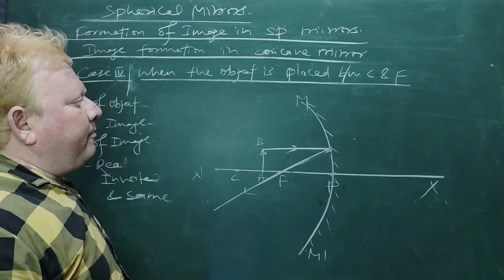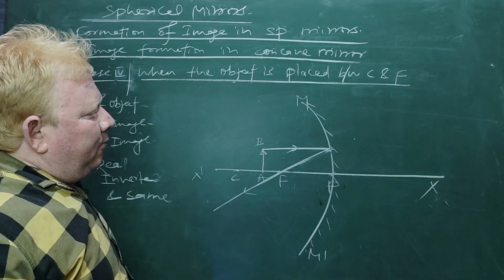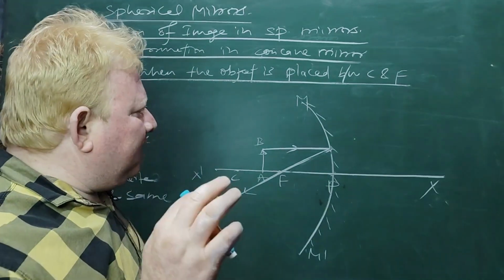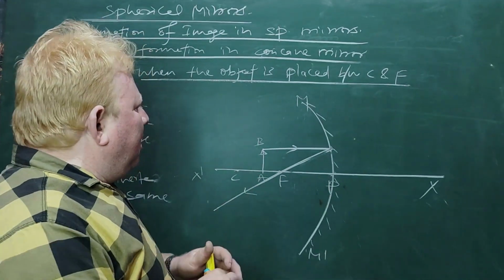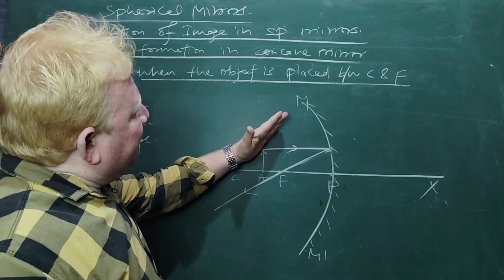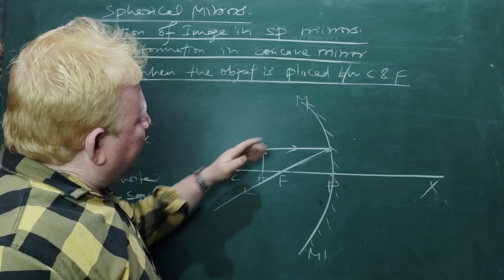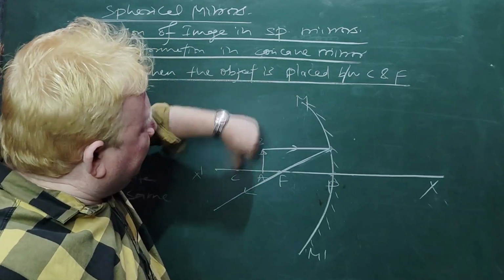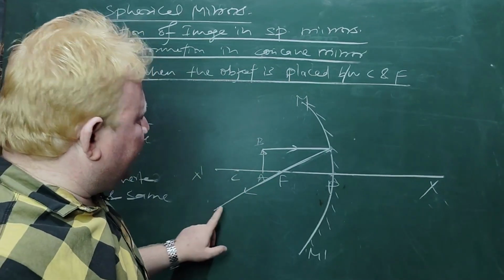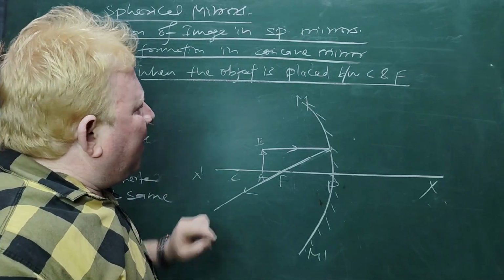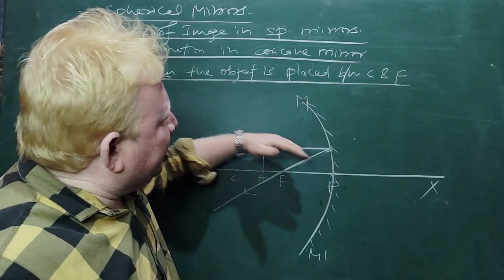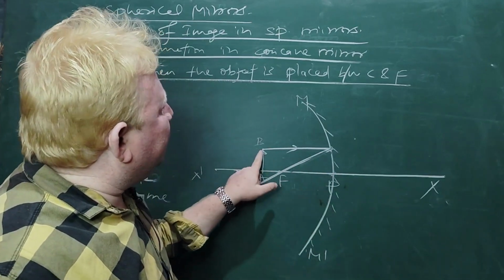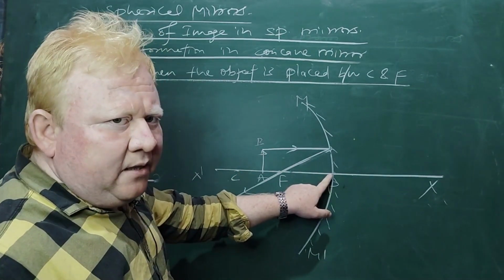Now, where to take one more light ray? What are the possible options you have? You can take a ray passing along the center of curvature, keeping in mind that this will retrace back in the same medium. That will be your reflected ray, and somewhere it will meet the other, so their image will be formed. Another ray you can consider is one incident at this point. You can make this incident light be incident at this point.